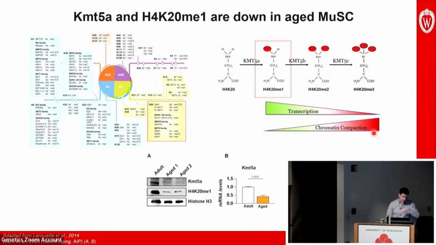So the first thing we did here, and that's kind of how I started this whole thing in my postdoc, was to check, okay, are KMT5A and H4K20 even affected in muscle stem cells? So we looked by Western blot, qPCR, and flow cytometry, but I'm not showing this here. And we found that yes, compared to adult, in aged muscle stem cells, KMT5A is down, as well as its main substrate, H4K20 monomethylation. And similarly, KMT5A expression is down.